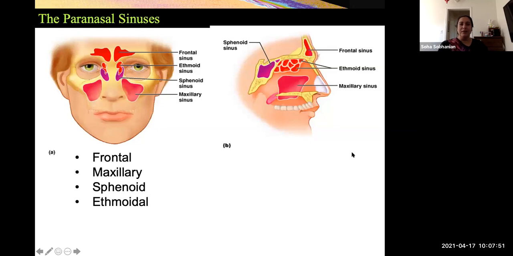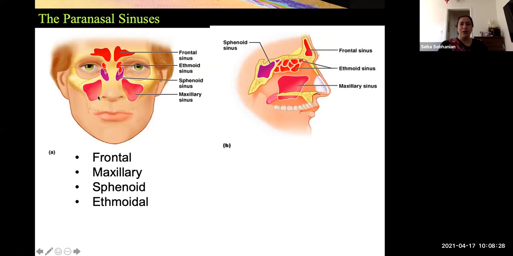Now, we already talked about the paranasal sinuses when we looked at the skull, but I'm just reiterating the same points. You have four sets of sinuses. They are located in and associated with the skull bones. You can see the pictures. The most superior one is the frontal sinuses, followed by the ethmoid sinuses, followed by the purple one, which is your sphenoid sinuses, and then the ones that are part of your maxilla bone, called the maxillary sinuses.